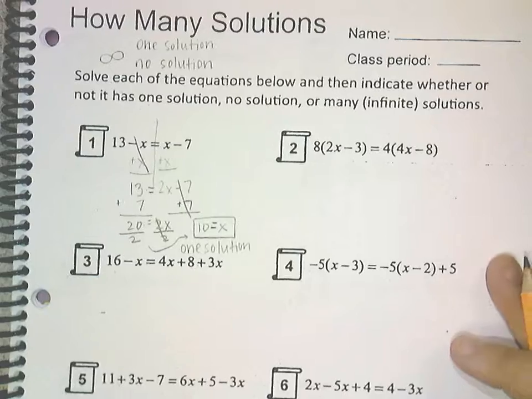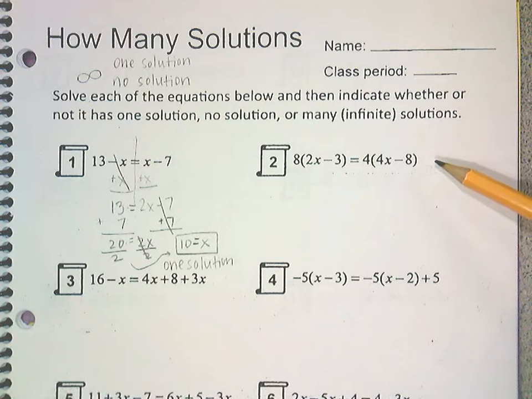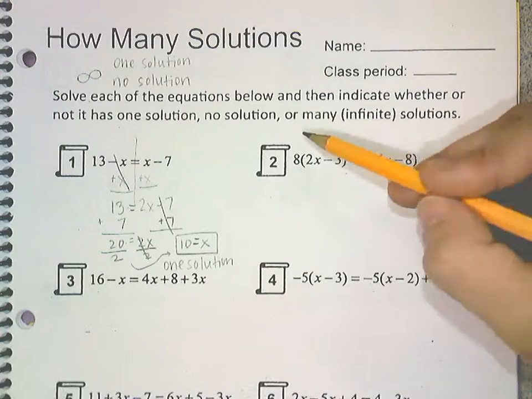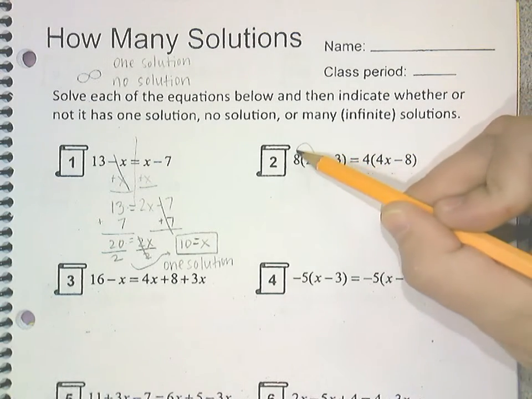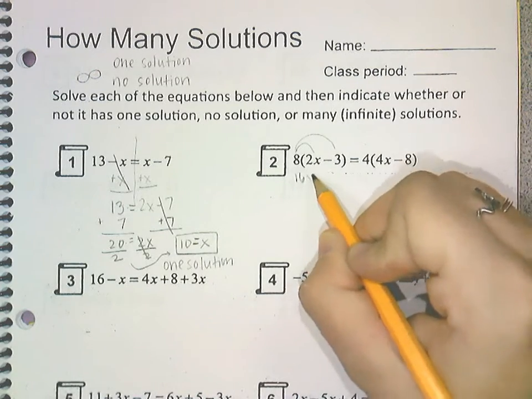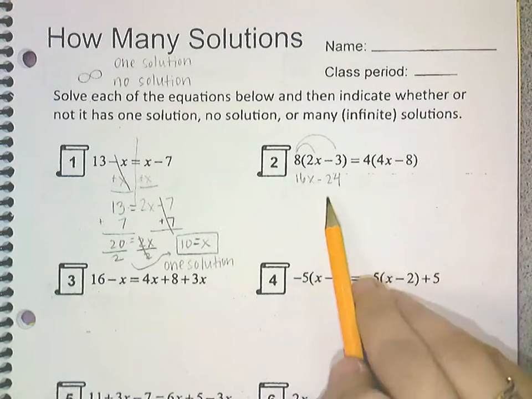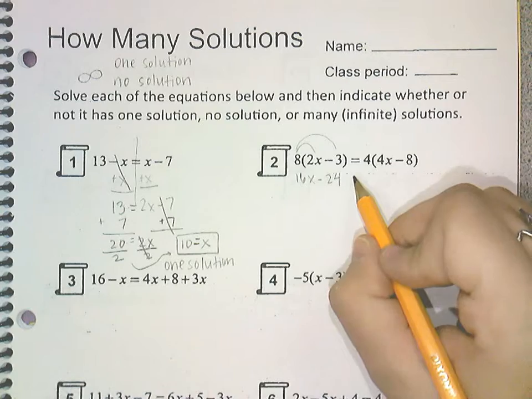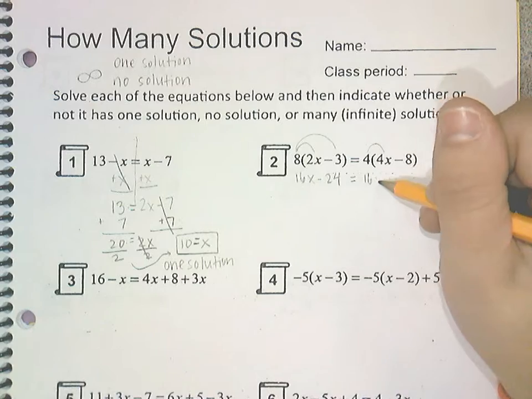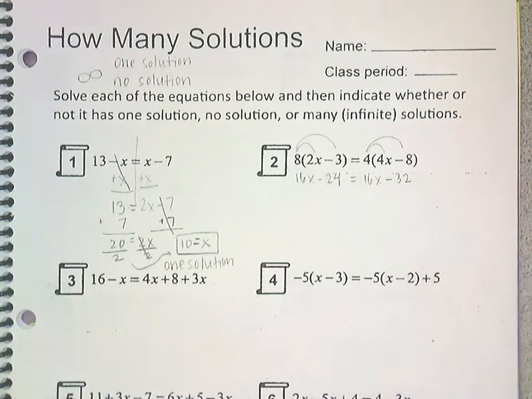Okay, let's go on to number 2. Since we see parentheses on both sides and variables on both sides, we know the first thing that we always have to do is distribute. Do the parentheses first. So I'm going to distribute this 8 with the 2x and the 8 with the negative 3. 8 times 2x is 16x, and 8 times negative 3 is negative 24. So I make sure to have this negative sign here. Then I do the other side, same thing. Distribute 4 times 4x would be 16x. Then 4 times negative 8 is negative 32.